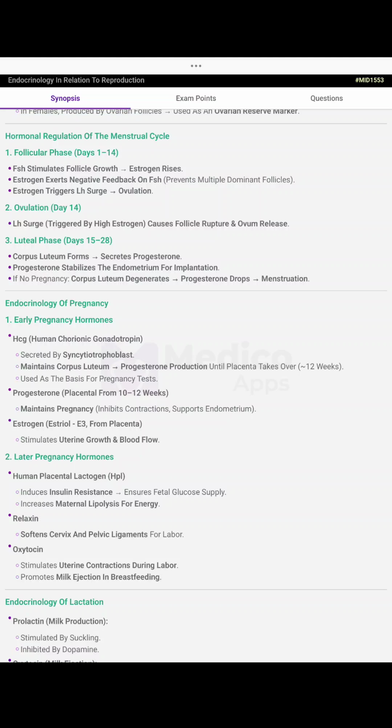Ovulation, day 14: the LH surge, triggered by high estrogen, causes follicle rupture and ovum release. Luteal phase: the corpus luteum forms and secretes progesterone. Progesterone stabilizes the endometrium for implantation. If no pregnancy occurs, the corpus luteum degenerates, progesterone drops, and menstruation follows.